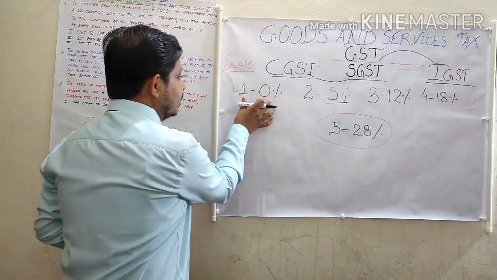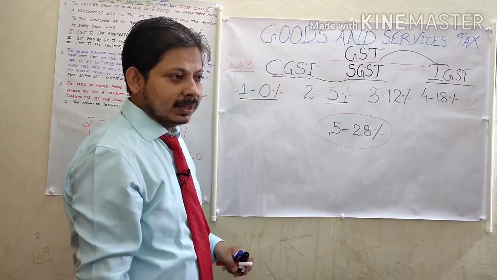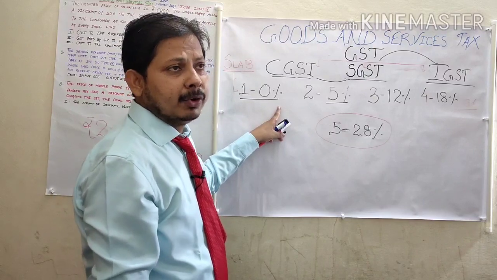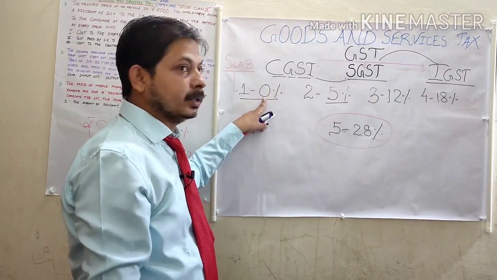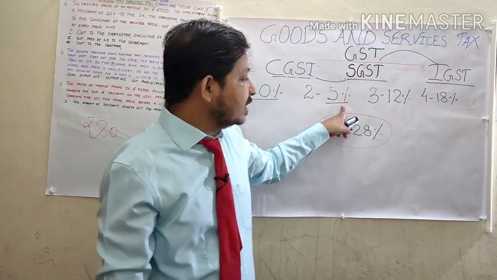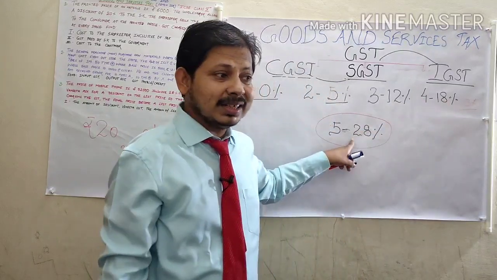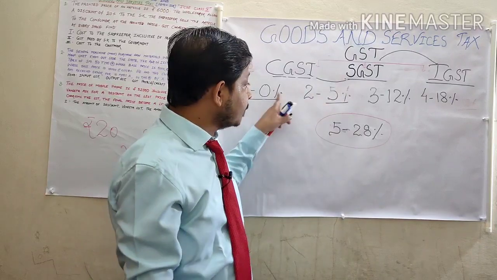Here, if you see 0%, 0% means what? Necessary items that are needed by every individual. That's why the government decided that we are not going to take tax on these items, that is 0%. Some food items 5%, some basic items 12%, some luxury items 18%, some more than luxury items, that is 28%. Why are these slabs like this?